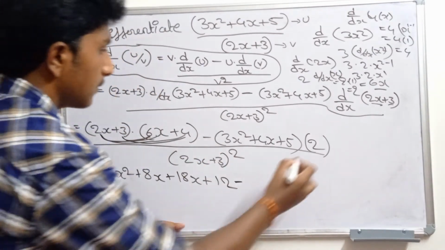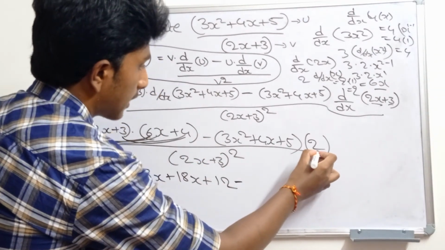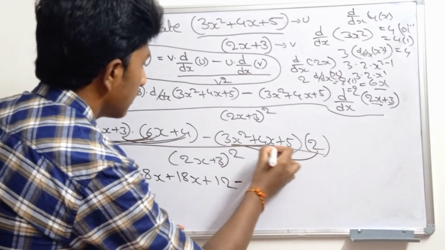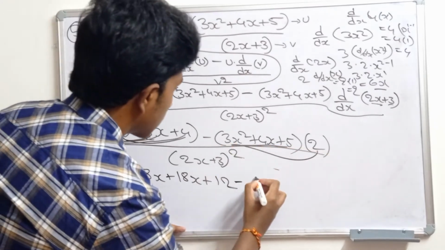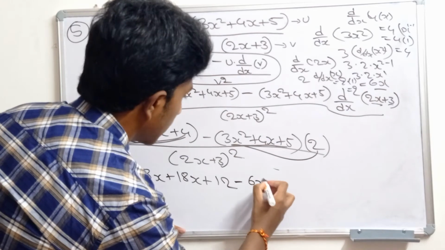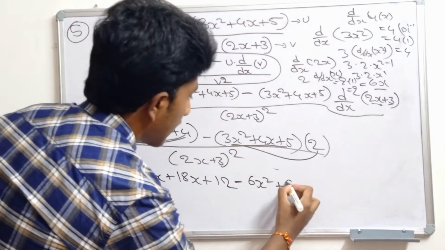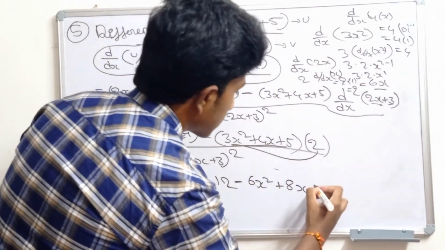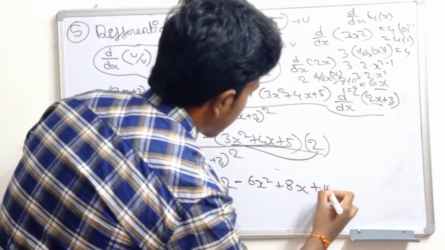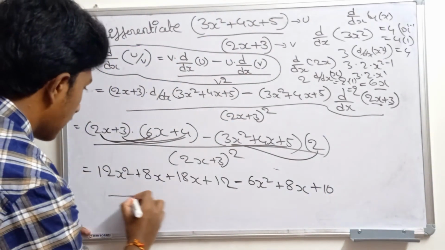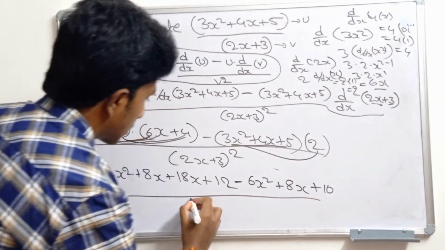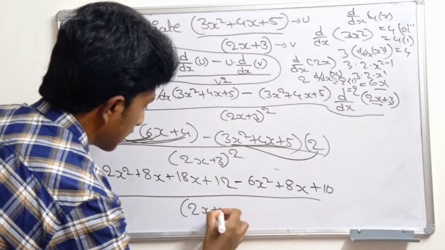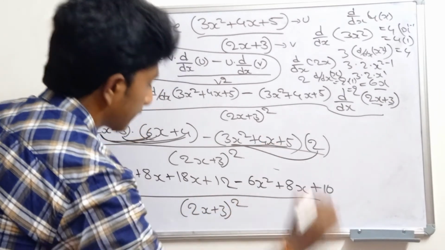Minus, again you are going to multiply 2 with this complete one. 2 into 3, 2 3s are 6x square plus 2 4s are 8x plus 2 5s are 10, by 2x plus 3 whole square.